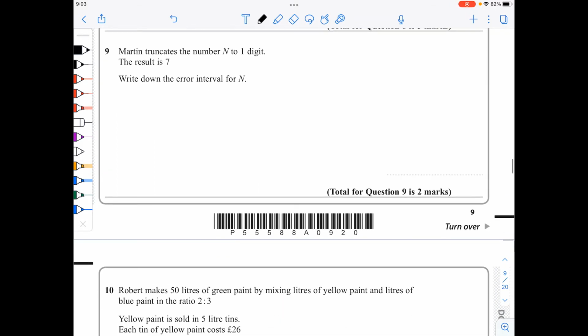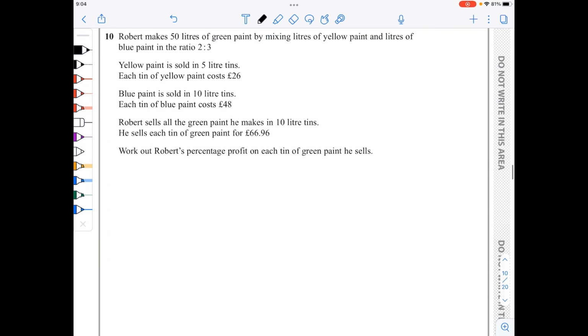Question 9. Martin truncates the number n to 1 digit. The result is 7. So we need to write down the error interval for capital N. So if we truncated, it's not rounding, we truncated the result to 7. So it could be 7 point anything from 7.000 up to 7.9999. So it's going to be 7 less than or equal to n less than 8. It's a strict inequality with the 8.